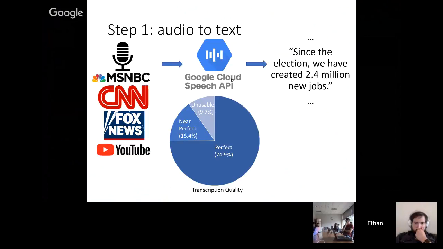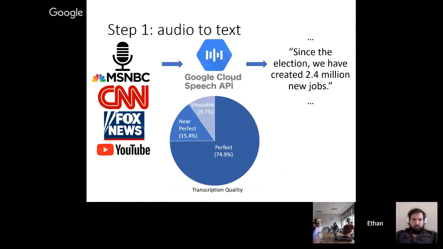As an example, with Trump's State of the Union, we can see that around 75% of the transcribed sentences are transcribed perfectly. About 15% are near perfect, and around 10% are unusable. This is based on Trump's State of the Union. But if it's Trump talking in front of Air Force One with loud helicopter noises in the background, obviously it's going to be significantly worse. Microphone audio also tends to be a little bit worse. But anyway, step one is going from the audio to the sentence.